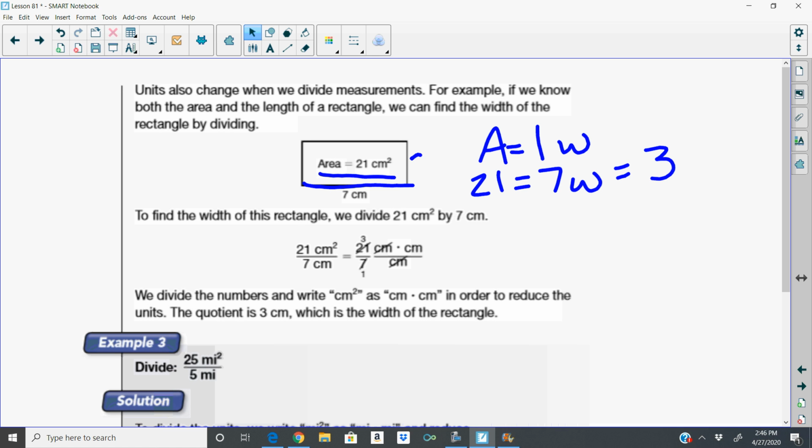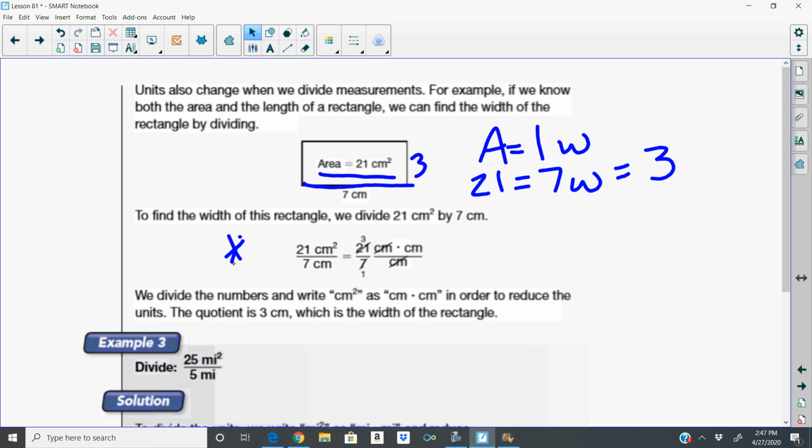So we would know this side is 3. But here's the thing, we have to deal with the labels. And so they're setting it up right here. So take a look here. We have 21 centimeters squared. That's our area. And we're dividing it by 7 centimeters.